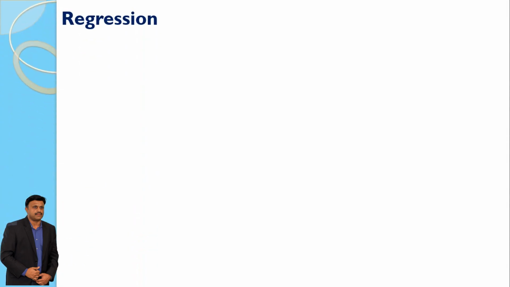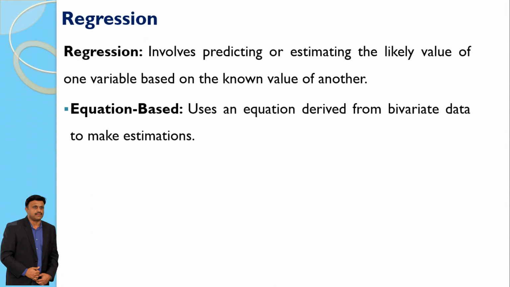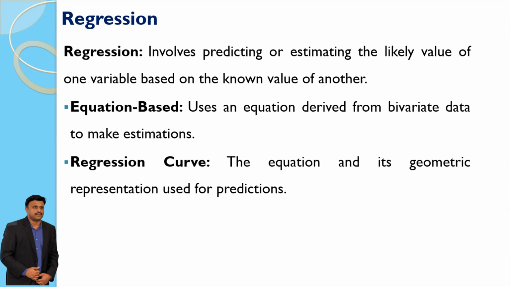Regression involves predicting or estimating the likely value of one variable based on the known value of another. It can be equation-based, using an equation derived from bivariate data to make estimations, or it can involve a regression curve, which is the equation and its geometric representation used for predictions.